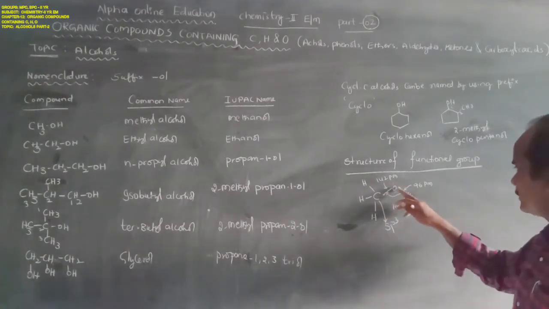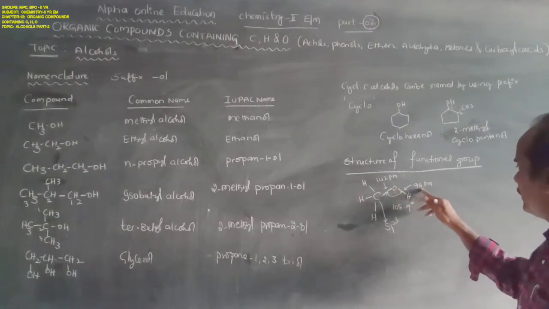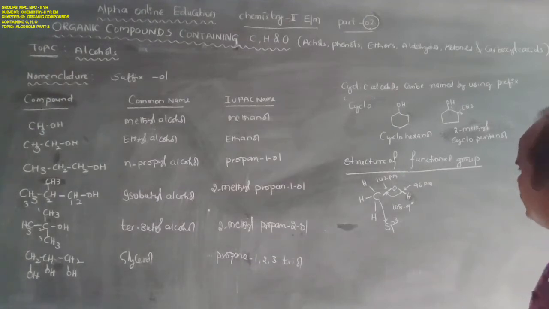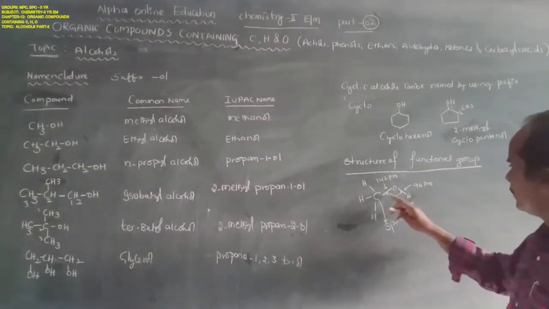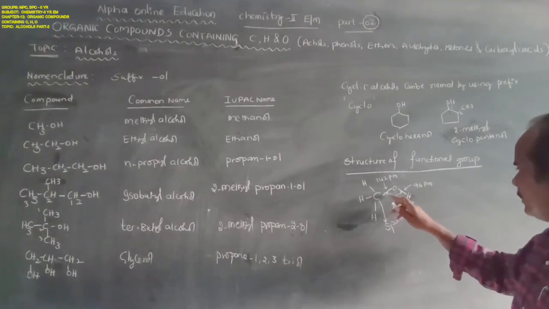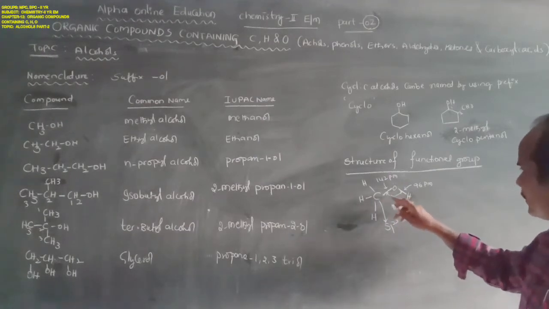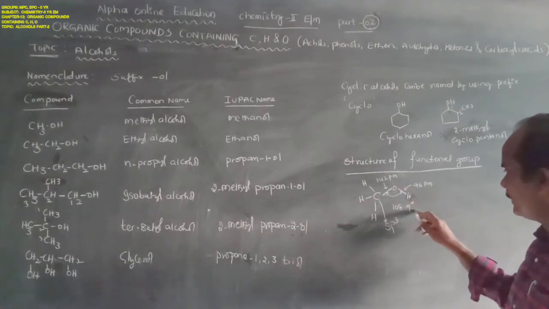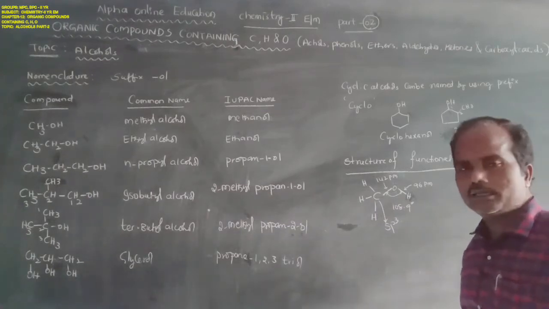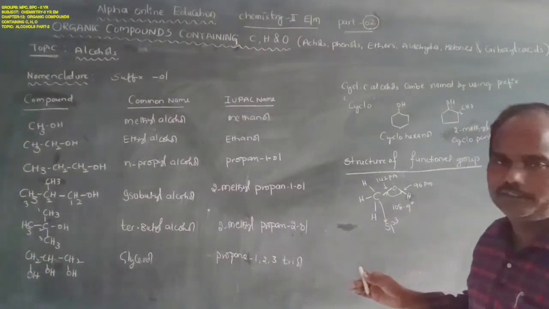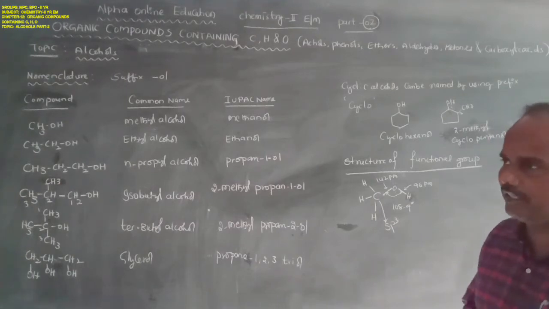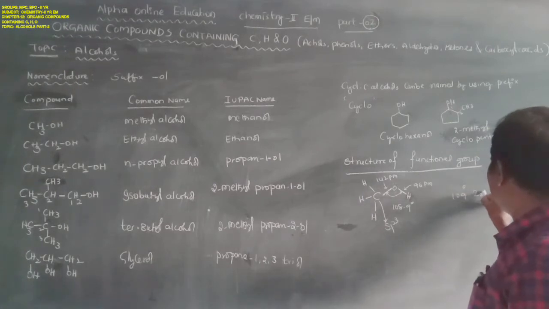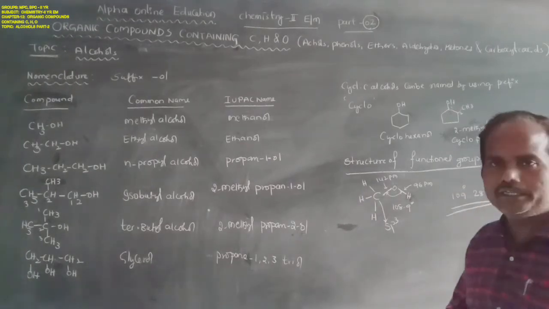Next, the oxygen-hydrogen bond length is 96 picometers or 0.96 angstroms. Then the bond angle. Here the bond angle between carbon, oxygen, and hydrogen is 108.9 degrees. It is slightly lesser than the bond angle in sp3 hybridization, which is 109 degrees 28 minutes.